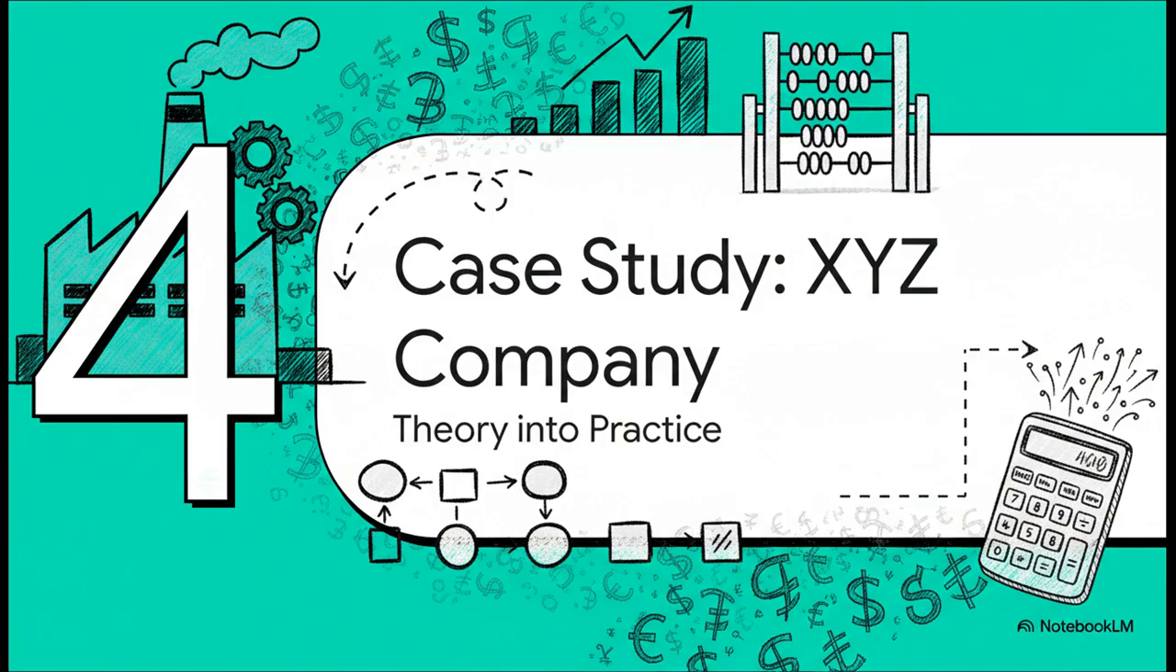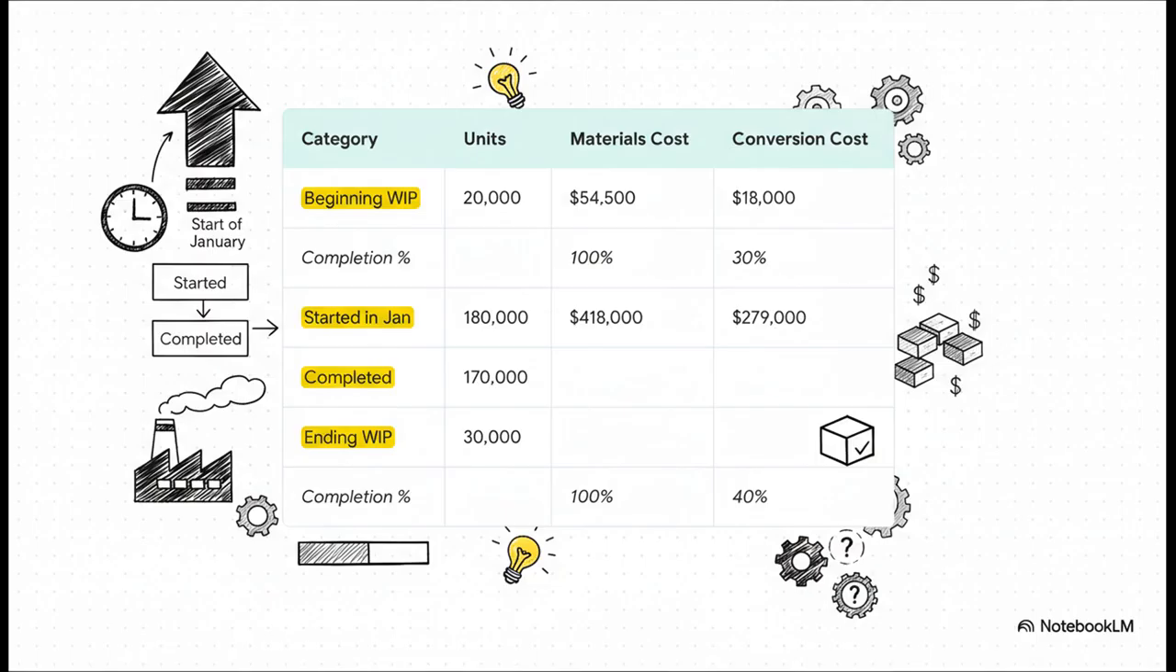It's to build one. So let's get our hands dirty. We're going to dive into our case study for the XYZ company and see how this all works with real numbers. So here's the situation. At the start of January, Department X had 20,000 units already in the works. Now, notice, they were 100% done with materials. That makes sense. Companies often add all the materials right at the start. But they were only 30% done with conversion costs. That's the labor and overhead that happens throughout the process.